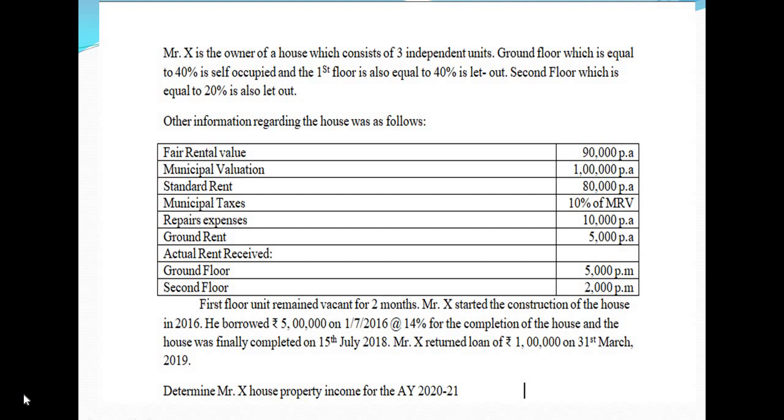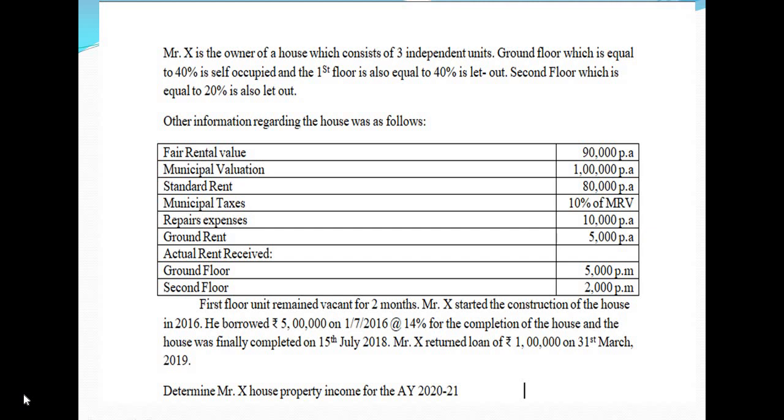Then the other information which has been given with regards to this house is the fair rental value, the municipal valuation, the standard rent, the municipal taxes, which is 10% of the MRV, then the repairs expenses, the ground rent, then the actual rent received, that is for the ground floor, 5,000 per month. For the second floor, it's 2,000 per month. Then the first floor unit remained vacant for 2 months.